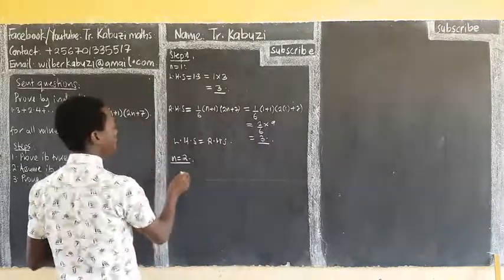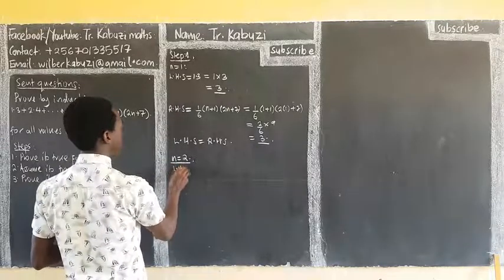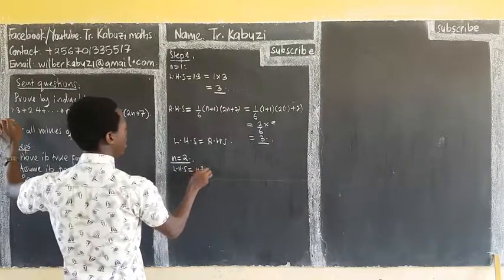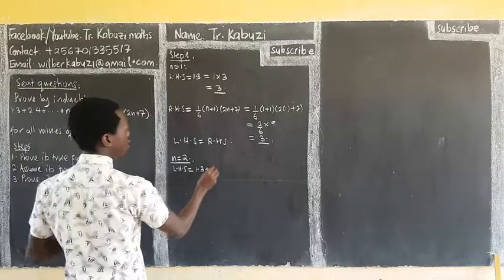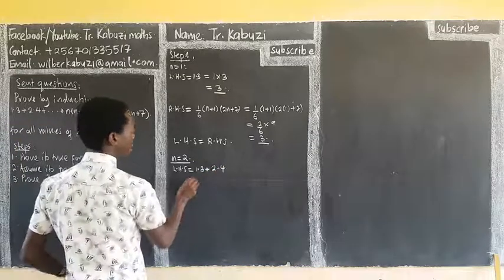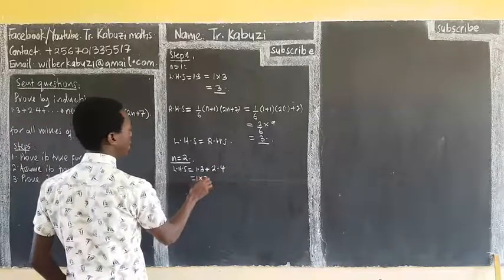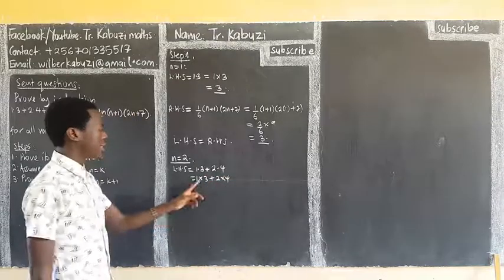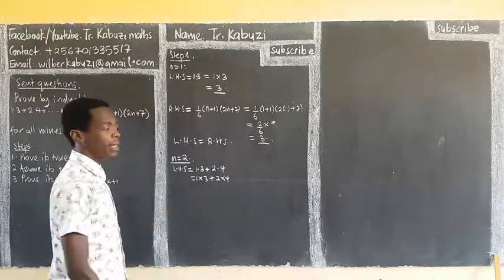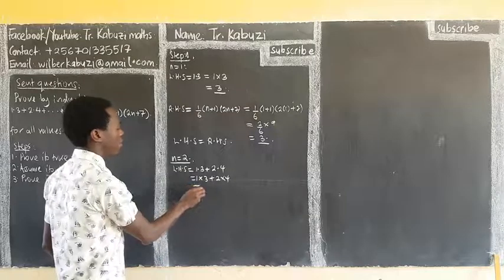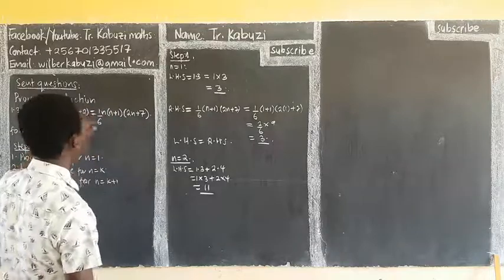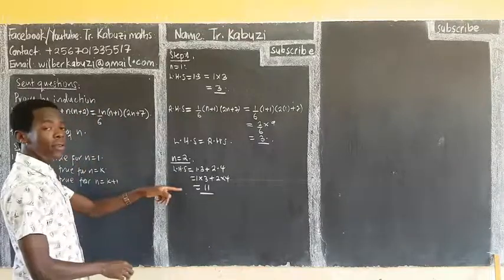So my left hand side will be 1 times 3, then 2 times 4. So this is going to be 3 plus 8, which is going to be 11. Then you come also and put in the right. On the right, we just substitute the value of n.